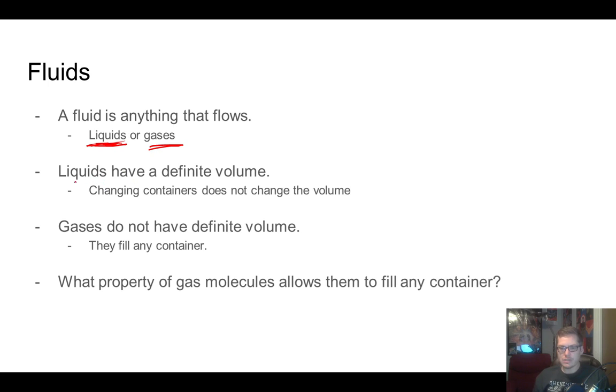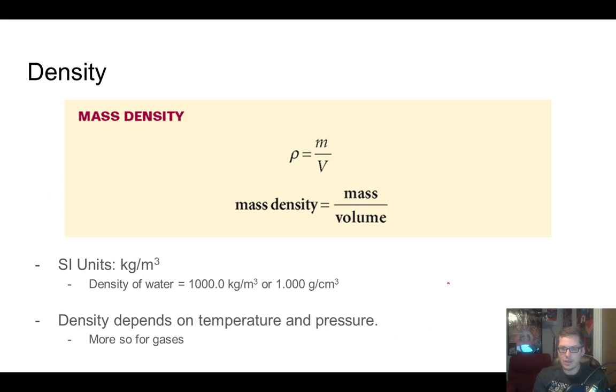All right, liquids have a definite... All this should be just common sense to you by now. If you don't know this stuff and you've made it to physics, I don't know how. Liquids have a definite volume, okay? So they have a specific volume, but they don't have a specific shape. And gases do not have a definite volume. They fill whatever container you put them in. What property of gas molecules allows them to fill any container? It's the fact that they are completely spread out, right? Gas molecules are all spread out, bouncing off each other. Remember the kinetic molecular theory from chemistry? And then liquids, they're all a lot closer together down in whatever container you've put them in.